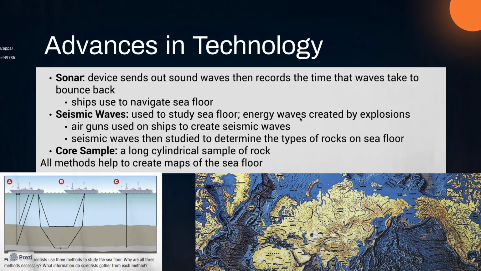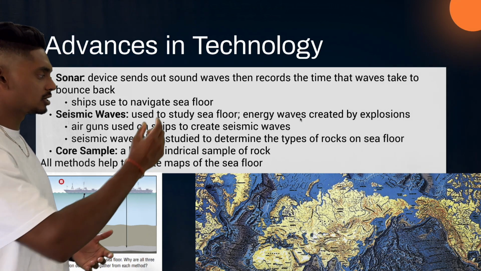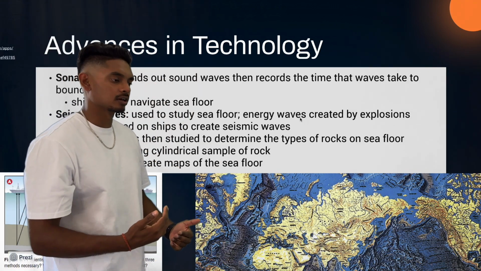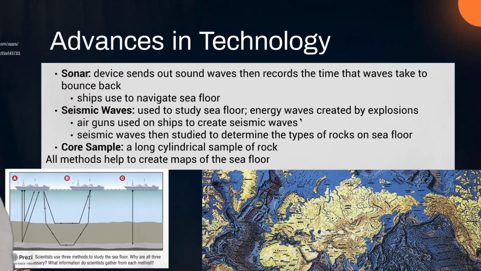Okay, a core sample is another way of looking at what's inside Earth. It's like digging a cylindrical tube and then raising it up and then seeing the layers of what's going on underneath there. And that's usually to help us find oil.